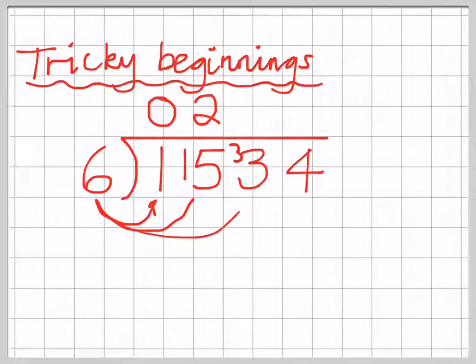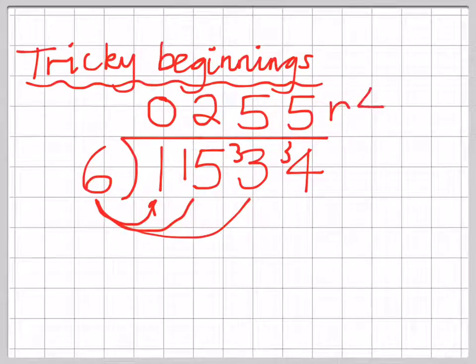How many 6's in 33? 5 times 6 makes 30, so we've got 3 left over. And how many 6's in 34? Well, the closest we could get there would be 5. That makes 30, so we would have a remainder of 4.